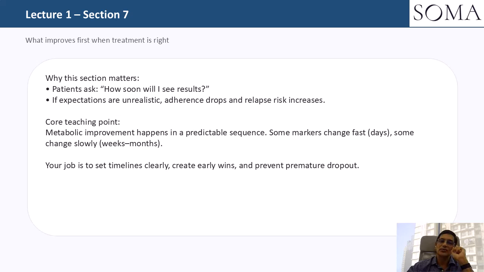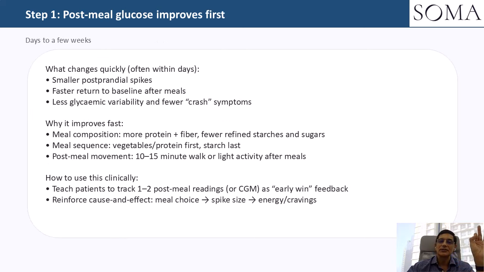First, post-meal glucose usually improves the fastest. Often within days to a few weeks, you can see meaningful changes in postprandial spikes, and this is especially true when we adjust meal composition: more protein, more fiber, lower refined carbs. Meal sequencing, vegetables and proteins first, then starch, and post-meal movement like a 10 to 15 minute walk after meals. And CGM makes it very obvious. Patients can literally see cause and effect, which is highly motivating.